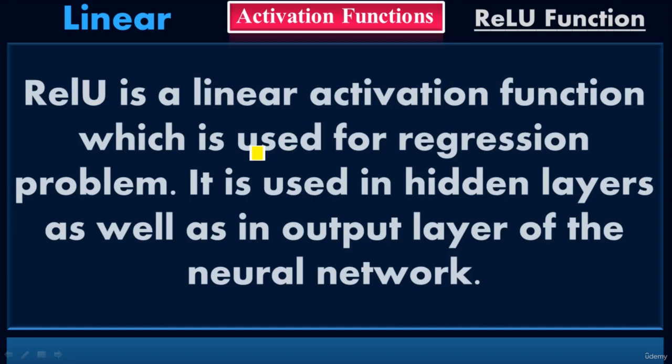Remember, we have two types of problems, regression problems and classification problems. In classification problems, we may have multiple classes, but for regression, we have only two values, either 0 or 1, either positive 1 or negative 1. So this is the difference between regression and classification problems. The ReLU activation function is used for regression problems. It is used in the hidden layer as well as in the output layer of the neural network.